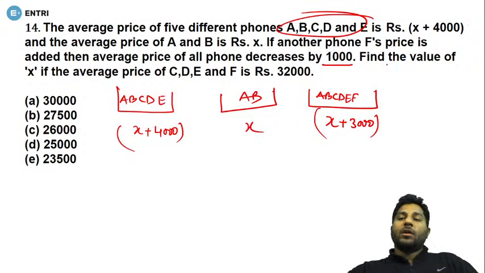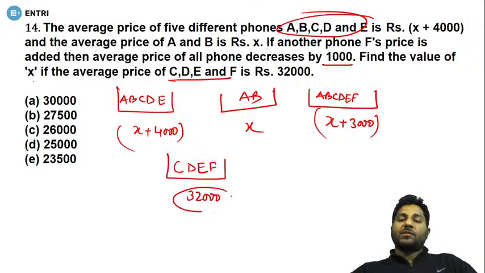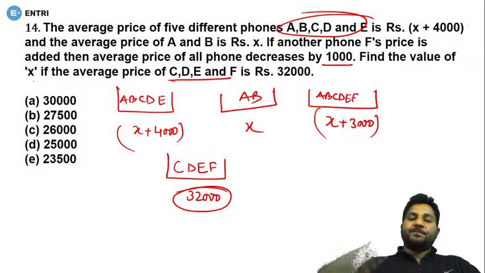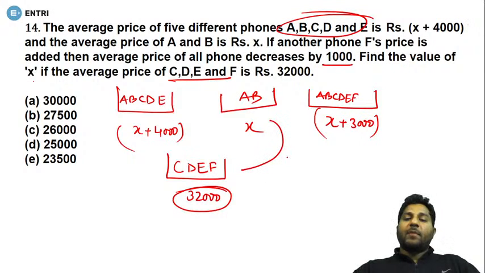Now find the value of X if the average price of C, D, E, F will be equal to 32,000. So how are you going to do that? Tell me. We could do that by adding these two values, because this value has been given only to compare the first and last attempt.